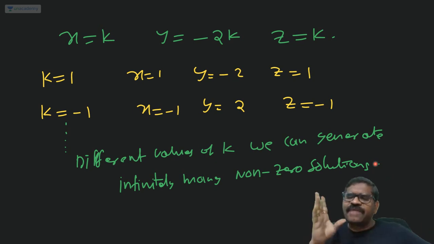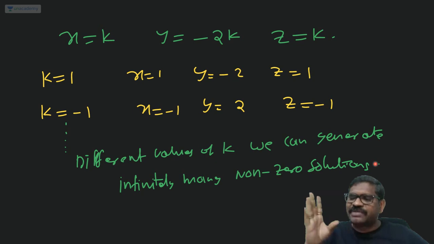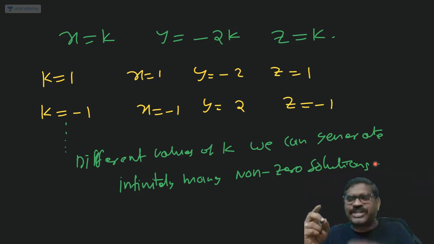You can take any value. K means arbitrary value, arbitrary, a parameter. Understand? Okay. So, different values of K, you can generate different solutions. How many solutions? Infinitely many solutions. That's why the system possesses infinitely many solutions or non-zero solutions or non-trivial solutions whenever rank is less than number of variables. That is the main point.